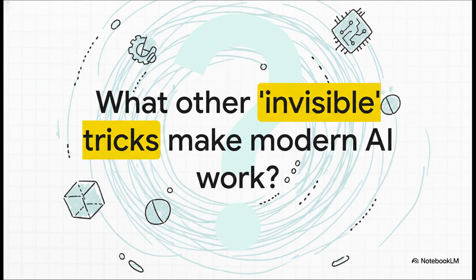Batch normalization is one of those brilliant, almost invisible little tricks that make modern AI even possible. It's not flashy, but it's essential. And it kind of makes you wonder, right? What other simple but incredibly powerful ideas are hiding just beneath the surface, quietly pushing the entire field of AI forward?